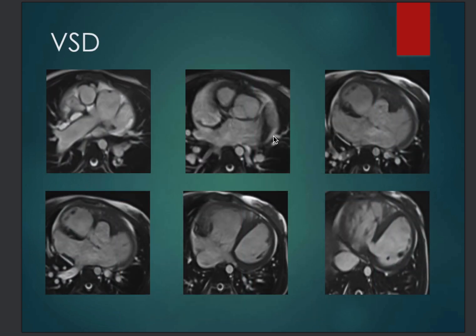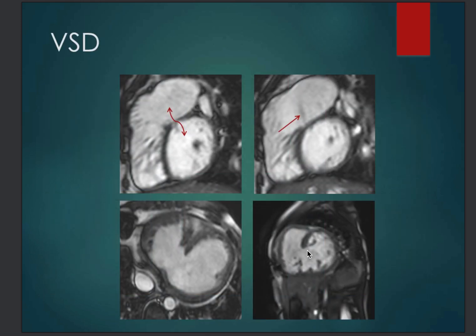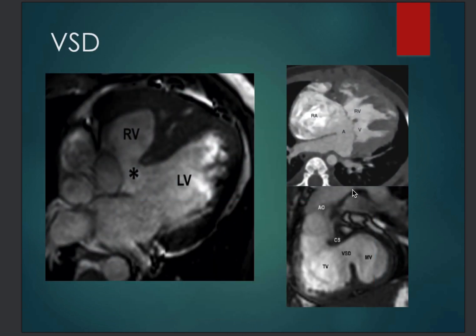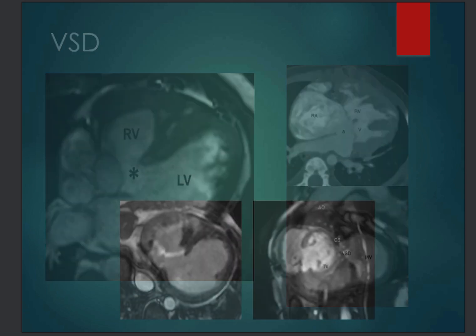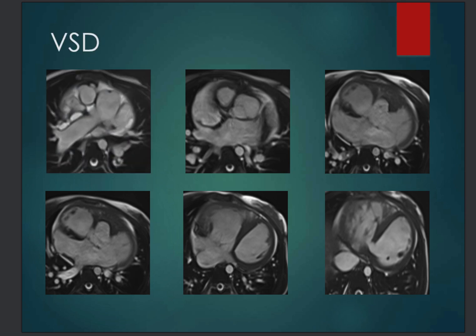Here are pictures of some other VSDs. Sometimes they are divided according to whether they are related to the inlet or to the outlet side. Sometimes they are divided into subaortic or subpulmonary, depending on where exactly the position of the VSD is.